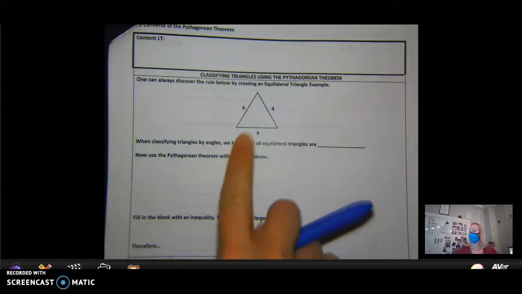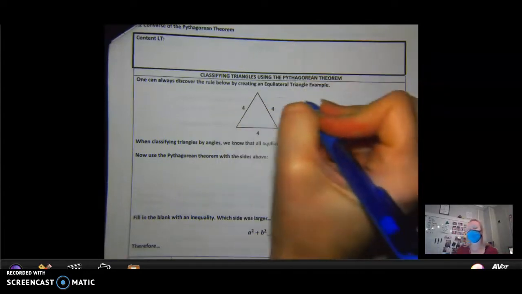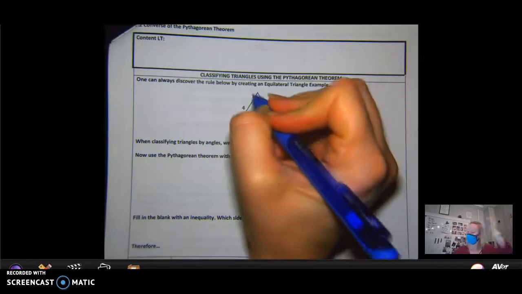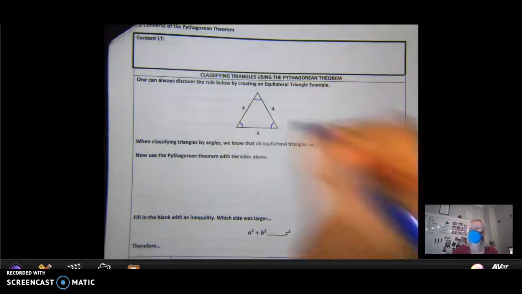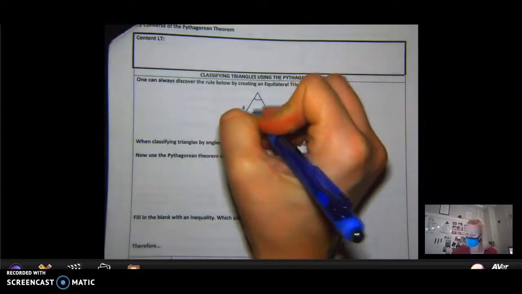So, what kind of triangle is this right here? Equilateral. If it's equilateral, it also is regular, because in order to be regular, it has to be equilateral, and since it's equilateral, it's equiangular. So that means that all these angles are equal. How many degrees would be in each of those angles? 60.